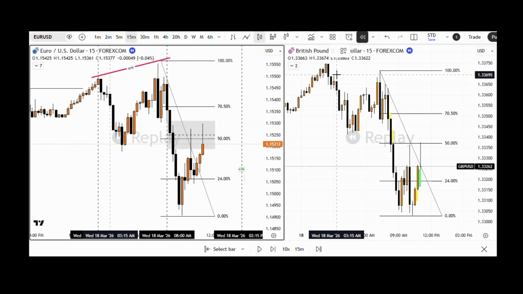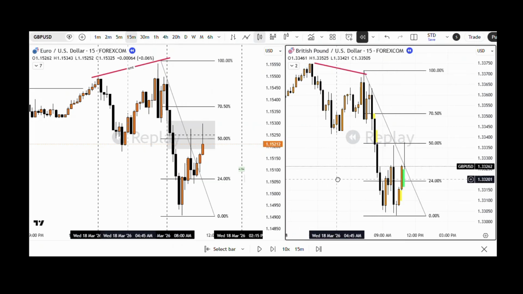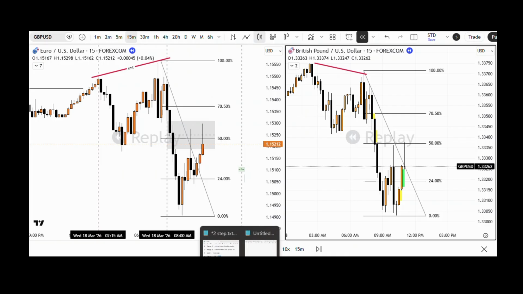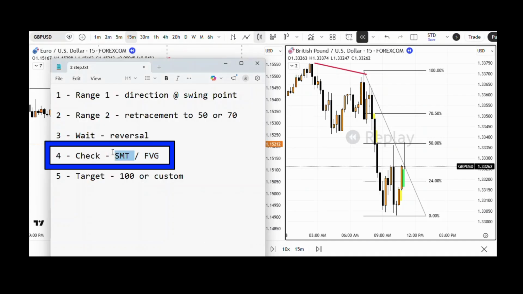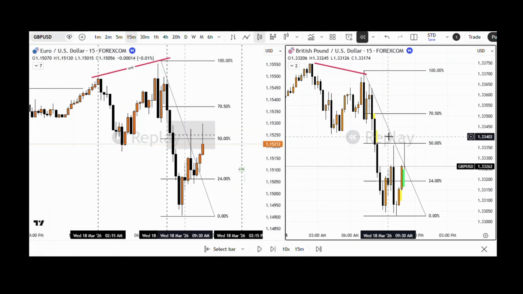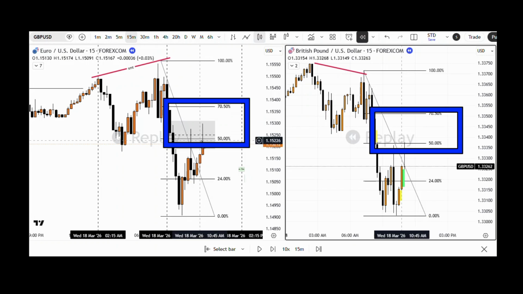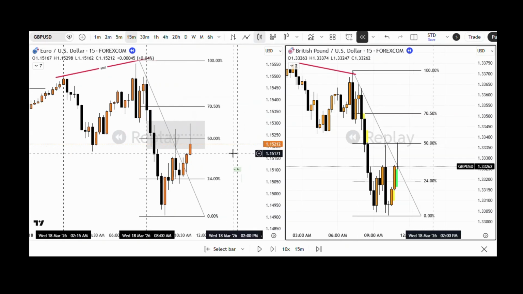Now I'm more confident. Look at pound SMT. So we've got SMT, right? We've got SMT. We've got fair value gap. Okay, we just need to wait for that reversal. So here we have 50. So we are hunting for trades 50 to 70. We can use that entire range to hunt for trades. We also are looking for an SMT here. We don't have one yet. I would wait, but I'm hunting for trades. So let's go on a little bit.